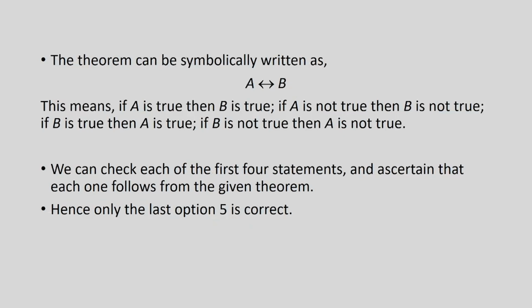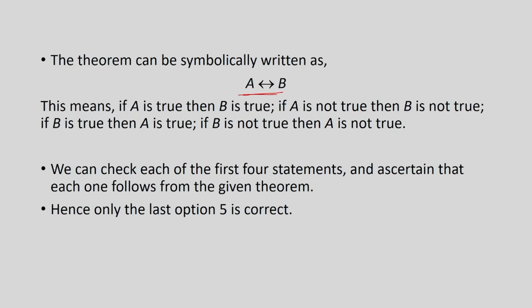Now, the theorem can be symbolically written as A if and only if B. Remember, this is what we have discussed in the lectures: if there are two statements A and B, and the relationship between them is that if A then B and if B then A, both of them are correct, then we can write it like this: A if and only if B.